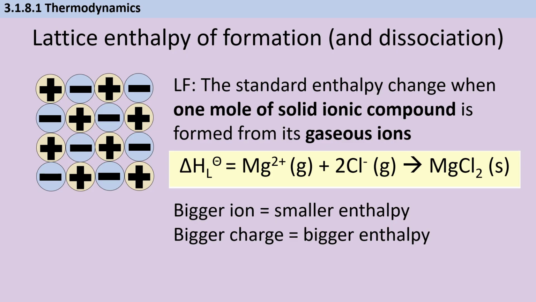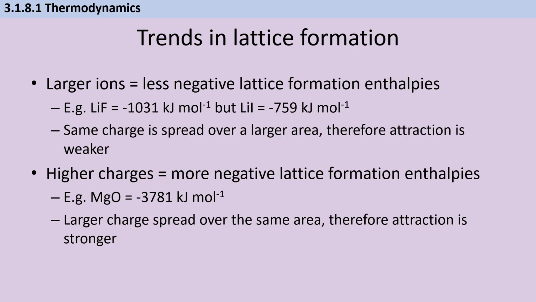To write an equation, I need all of the relevant ions in a gaseous state joining together to make 1 mole of ionic solid. You should be aware that the most exothermic lattice formations occur for small, highly charged ions, as these have a higher charge density. When you discuss the values for lattice formation, be sure to say more or less negative or more or less exothermic. Don't say bigger or smaller, as this is ambiguous when dealing with negative numbers.